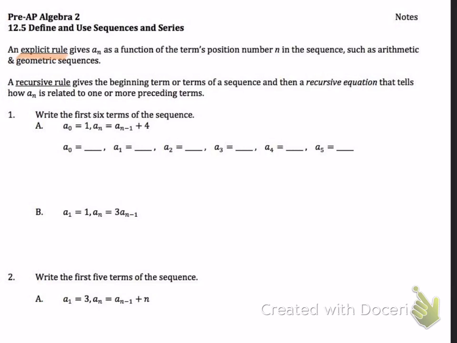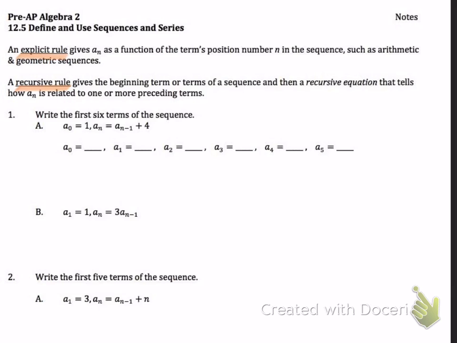But a recursive rule means we're going to build on the previous term. So recursive means we're going to use the number prior, and then we're going to do something with that number. So we're going to use n minus 1. If we look at number 1 in part A, we now have an a sub 0, which is like our 0 term. Because when you have recursive, you're building off of that. So you'll start with the 0 term, and then the rule is a n equals a n minus 1 plus 4.